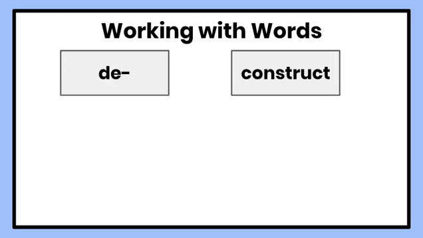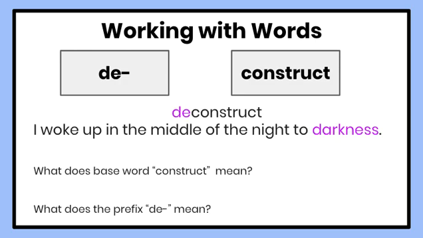Let's do a few more. Now we have our prefix D and our base word construct. Let's put them together. Deconstruct. I woke up in the middle of the night. Oh, that's the wrong example sentence. Let me think of a new one. Deconstruct. I will deconstruct my sandwich because I like the parts separate.